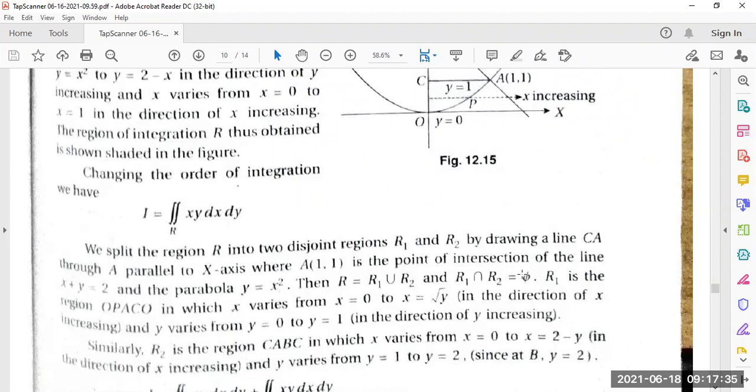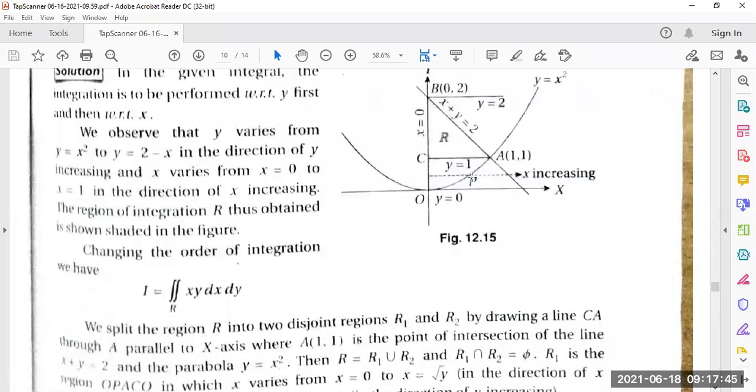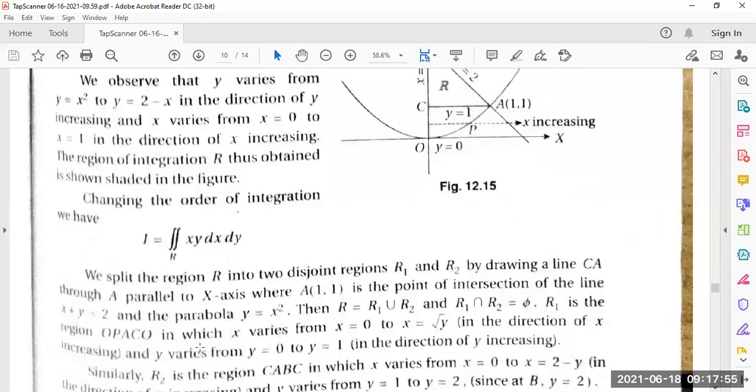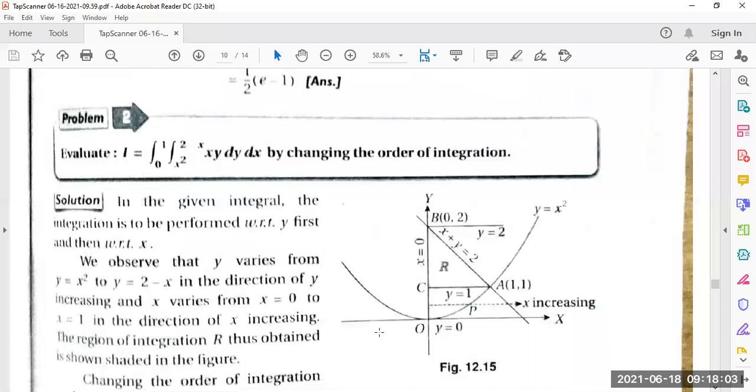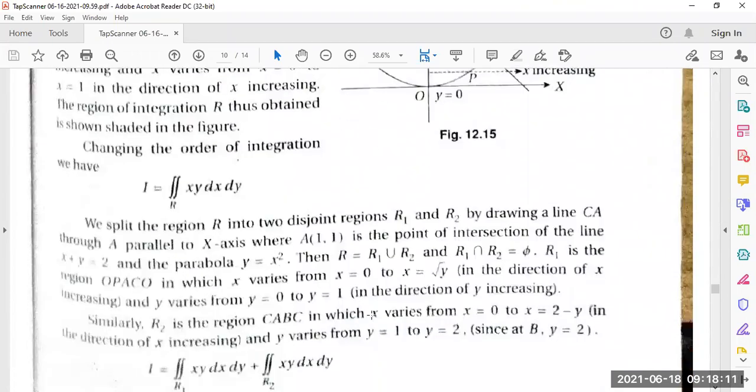Now, R1 is the region OPACO. This is the R1 region, this one. And R2 is this triangle, in which x varies from x equal to 0 to x equal to root y. I have already told you, x equal to 0 and along this parabola y equal to x square, so x equal to root y, that is written here.